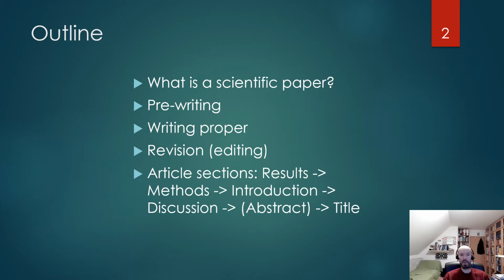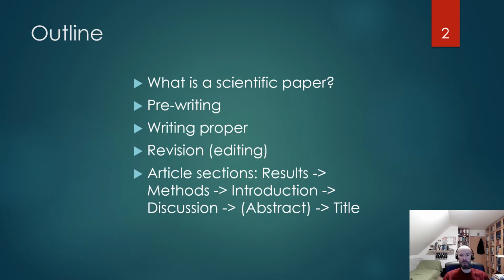The first phase is the pre-writing phase, that is preparing all your materials for the actual writing process. Writing proper, that's when you put pen to paper, when you actually write up your manuscript. And the revision process, that is the editing process where you correct mistakes in your first draft, polish your text, generally make it more readable.